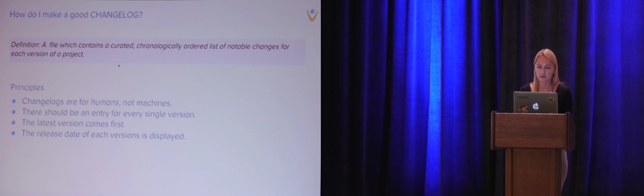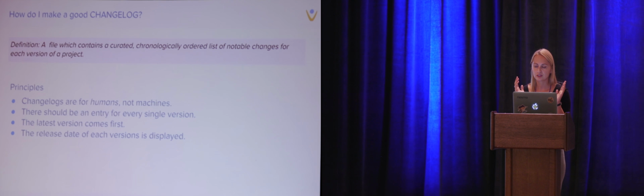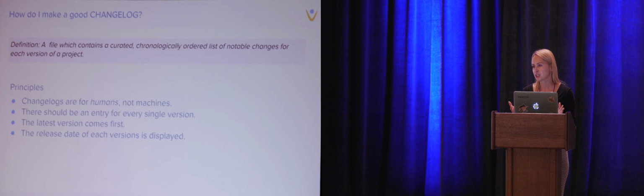If there were a definition for a changelog, it's just a file that contains a chronologically ordered list of notable changes. Of course, you wouldn't want a changelog to contain a list of all the internal changes you made. You will only need to specify the features and the public-facing API that has changed.